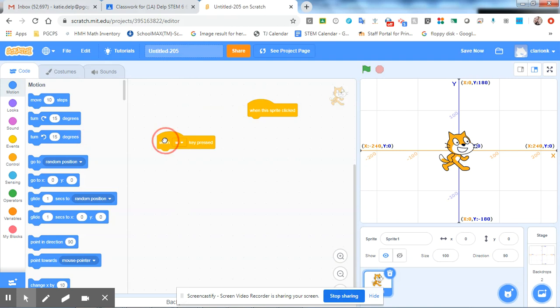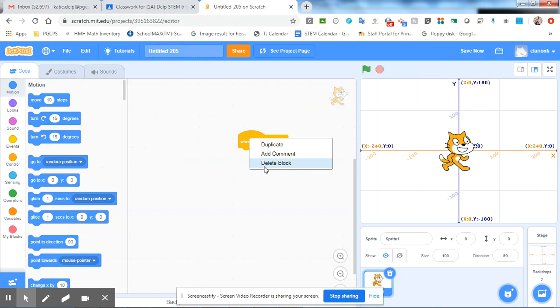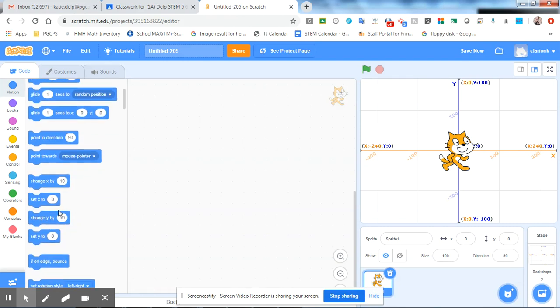So I'm going to get rid of these. And you can see to delete a block, all I have to do is click on it, drag it back here, and just let it go, and it'll disappear. I can also right-click on it and delete the block if I want to. Okay, all right, so I'm clicking on motion, my blue motion category here, and you guys can see, let's look at our set X and set Y blocks. I'm going to drag these out.